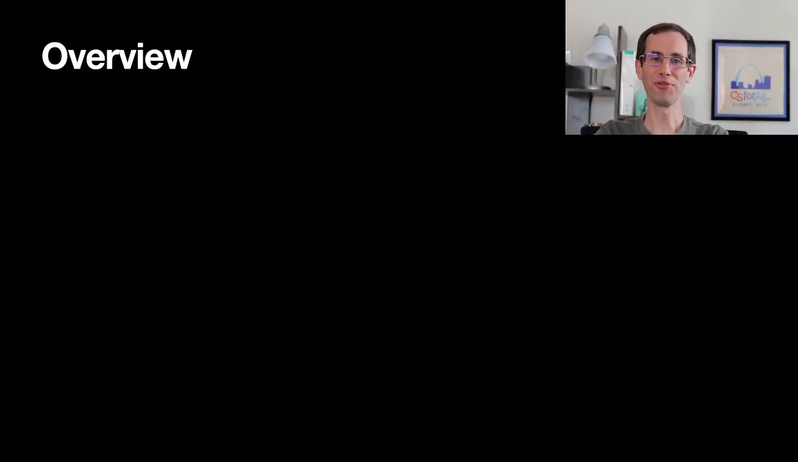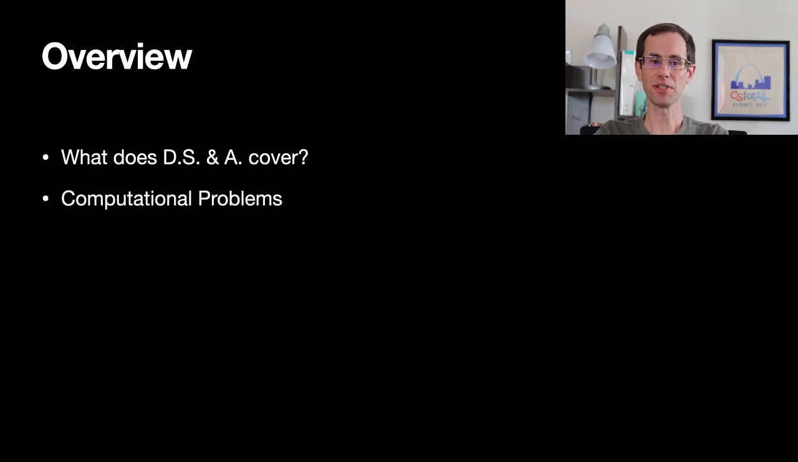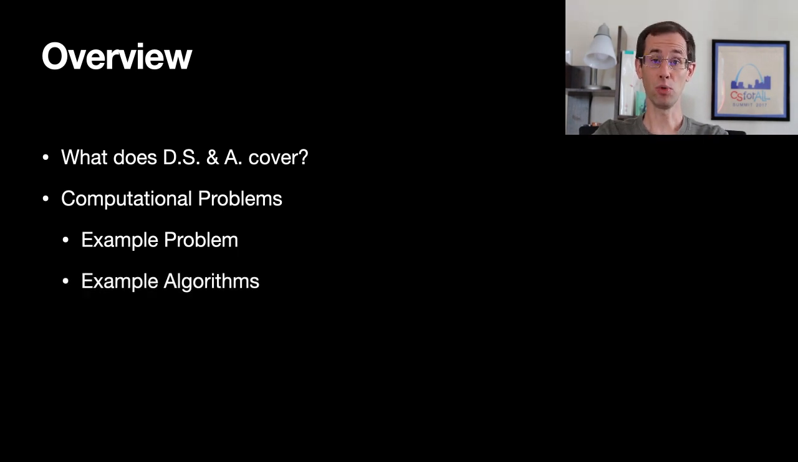I want to give you an overview of what we're going to be covering in this module. So we're going to start off by talking about what data structures and algorithms is going to cover. One of the things it covers is computational problems. So we'll talk about what we mean by computational problems, and we'll look at a specific example computational problem. We'll look at example algorithms that can solve that computational problem, and then we'll talk a little bit about different forms of evaluation and analysis.